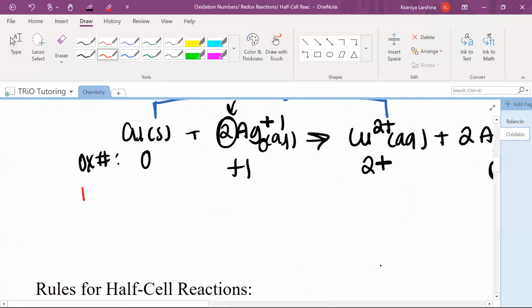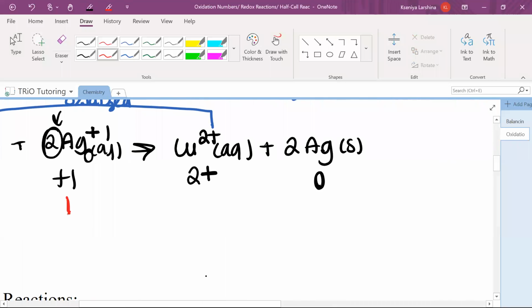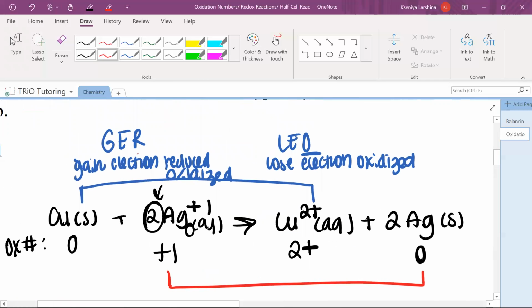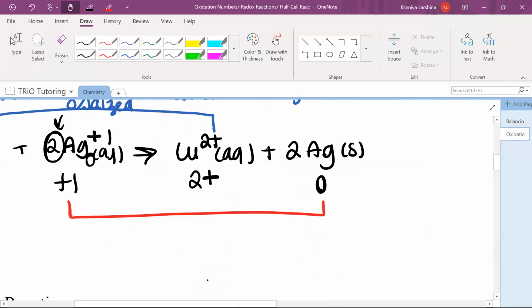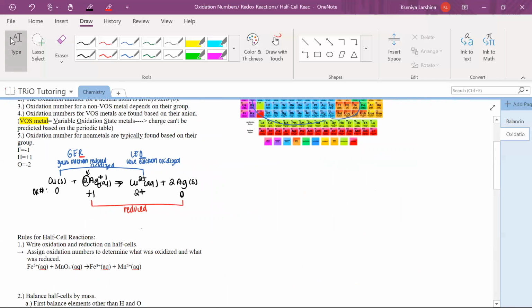The silver here gains electrons in order to become 0 or more negative. So this is it gained electrons and it's now reduced.